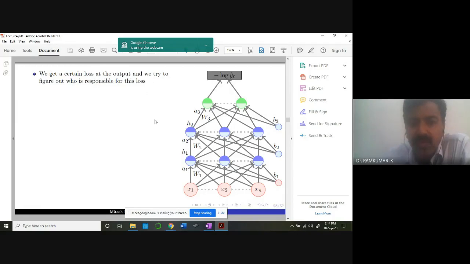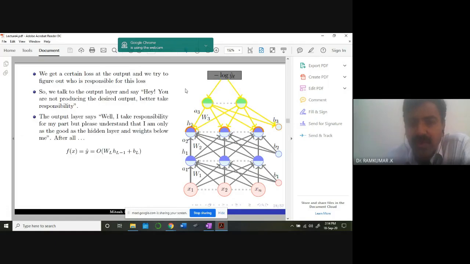We try to figure out who is responsible for this. How do we do it? So we talk to the output layer and say, hey, you are not producing the desired output, better take responsibility. So this loss function is communicating to this final layer. The output layer says, well, I take responsibility from my part, but please understand that I'm only as good as the hidden layer and weights below me. So naturally, the weights are also responsible here. Below that, the hidden layer is also responsible. Okay, so after all, this is what the expression is.